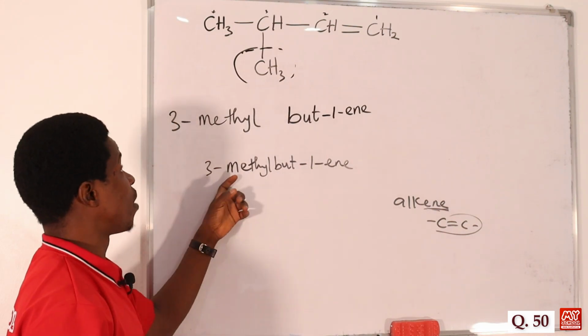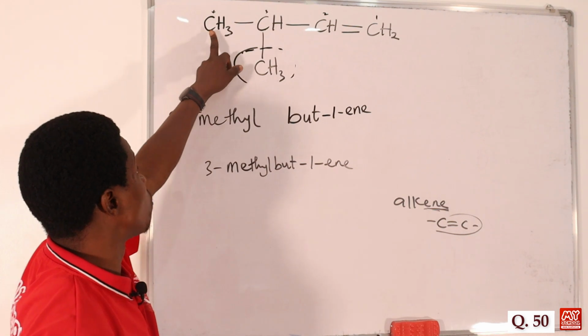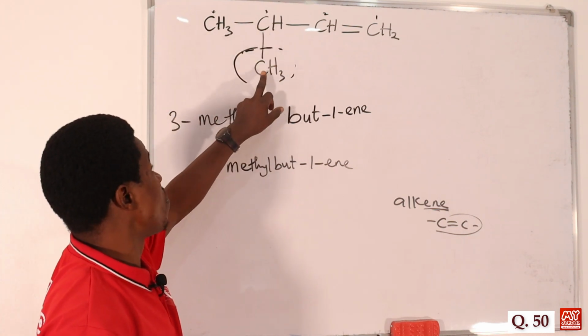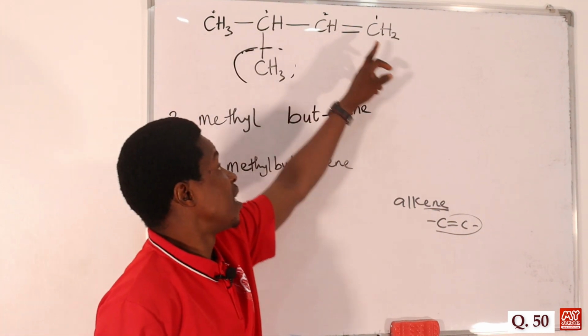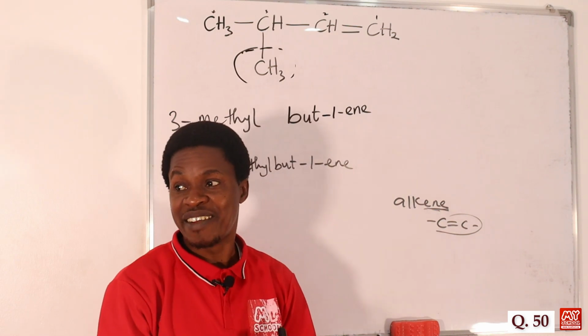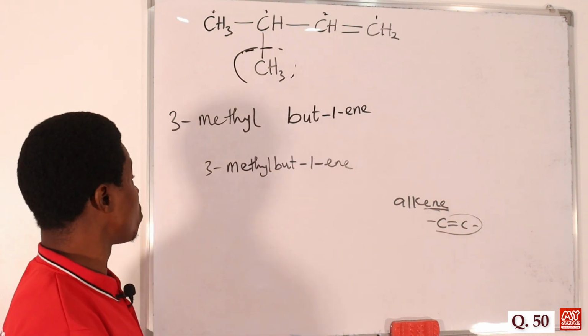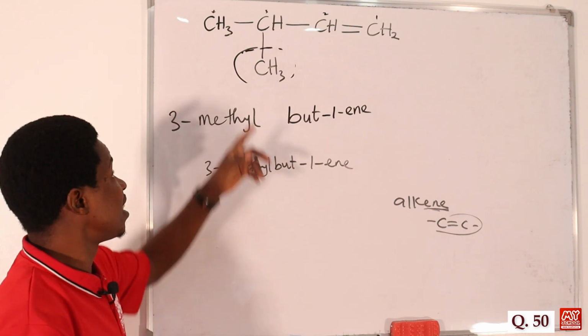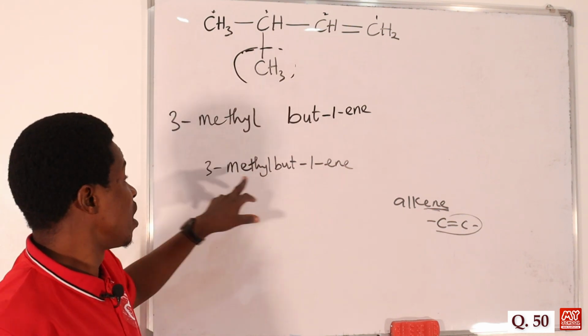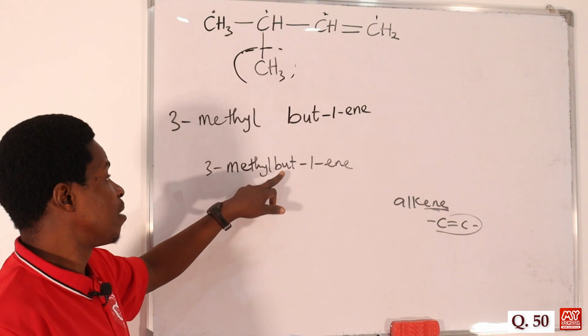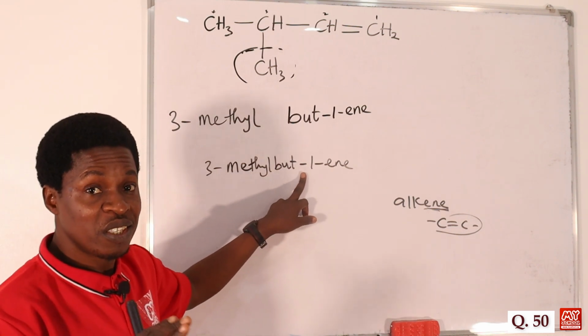Please don't count from here and say this is 1, 2, giving 2-methyl, and then but-3-ene. You may have such options there, like 2-methylbut-3-ene, but the correct answer is 3-methylbut-1-ene. Just follow the rules and you can get it easily.